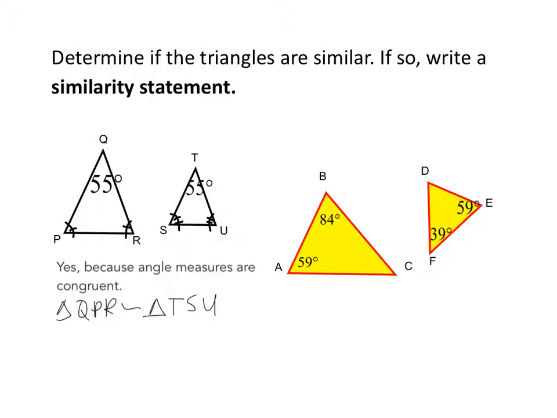All right, the second example here, triangle ABC and DEF, let's see if those are similar. Well, 180 minus 84 minus 59, this would be 37 degrees here, but 180 minus 39 minus 59 is 82. So all of these angles do not match, so these triangles are not similar. So we would just say not similar. We could say even further because angles are not congruent.